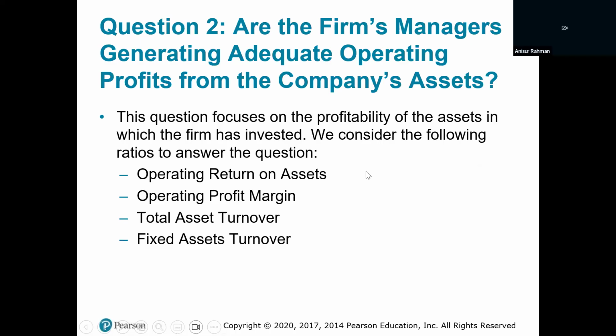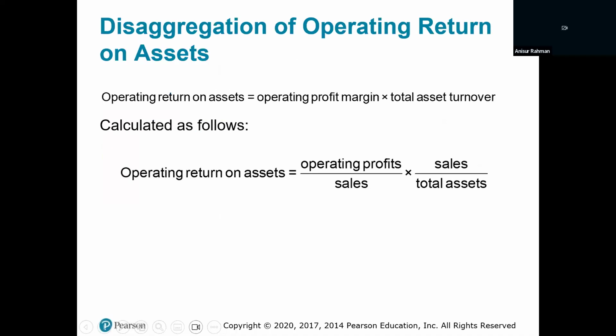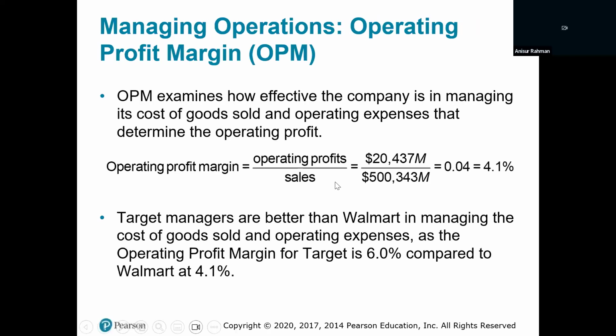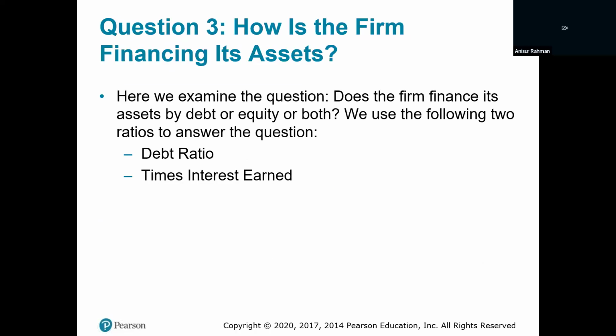Next, what are some of the ratios that focus on the profitability of the assets? And these are those ratios. How to calculate them, how to interpret them. And another type of ratios answer the question, how is the firm financing its assets? So you can calculate these two ratios, debt ratio and times interest earned.